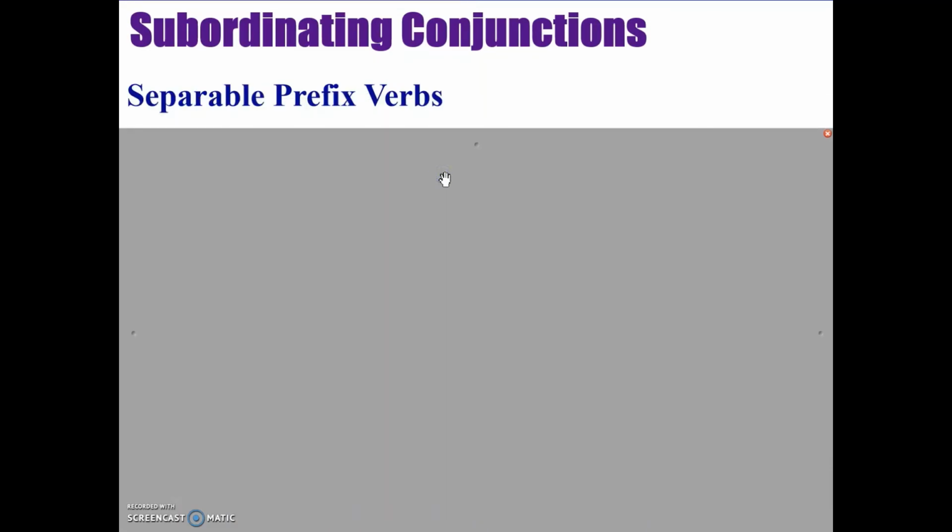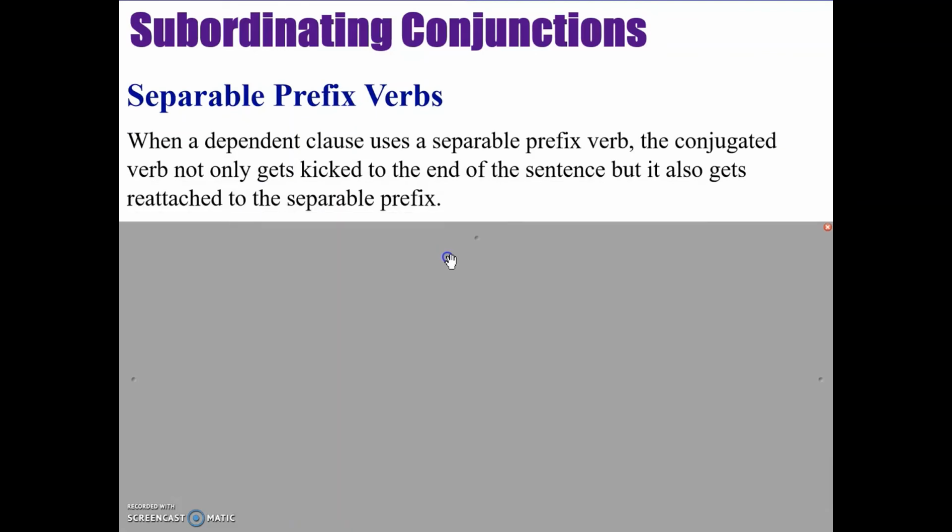Things do get a little tricky sometimes. When we are dealing with separable prefix verbs, it is one of those times. So normally, a separable prefix, we know at this point, goes to the end of the sentence. We conjugate our verb, we kick that separable prefix to the end of the sentence. When we're dealing with subordinating conjunctions, we're kicking our conjugated verb to the end of the sentence, and we're going to reattach it to the separable prefix if there's a separable prefix involved. And it'll look like this.